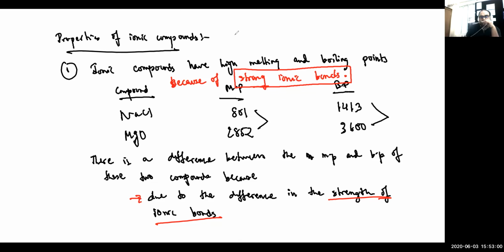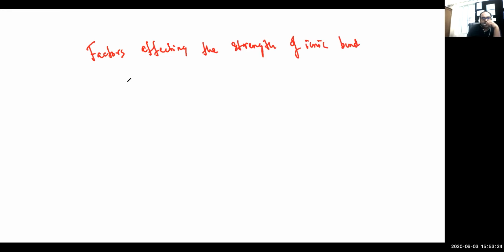Now we'll study about factors on which ionic bonds depend on. Factors affecting the strength of ionic bond. Number 1, charge of the ion. Number 2, size of the ion.